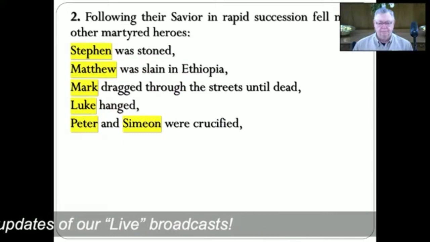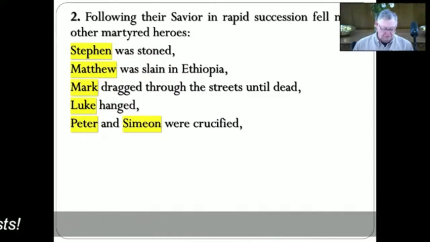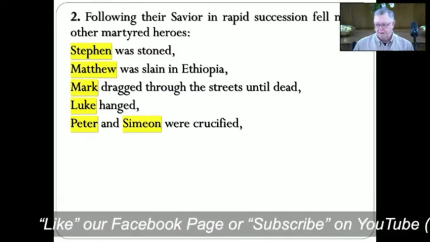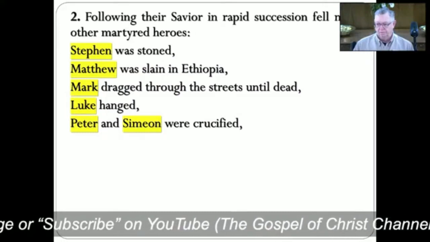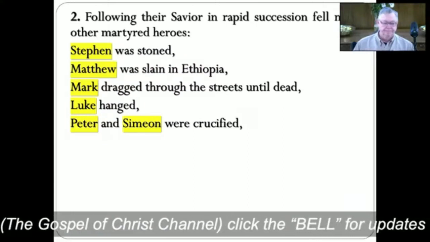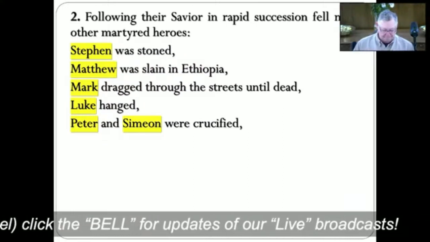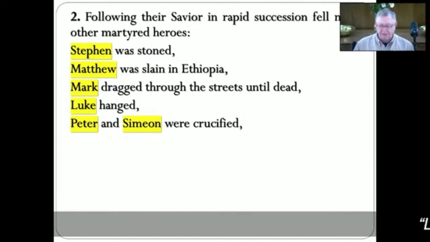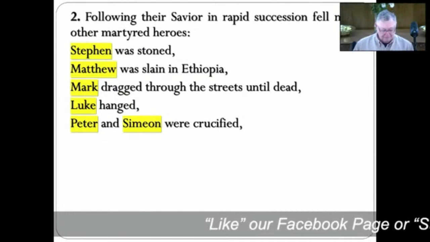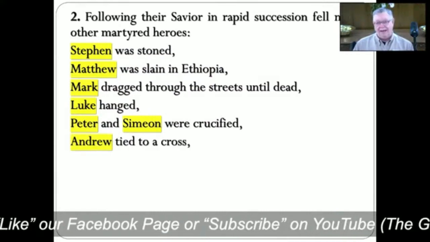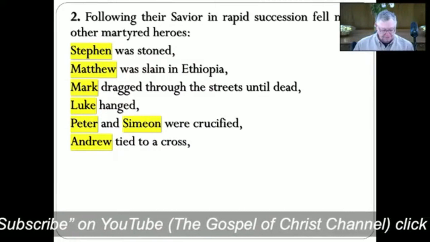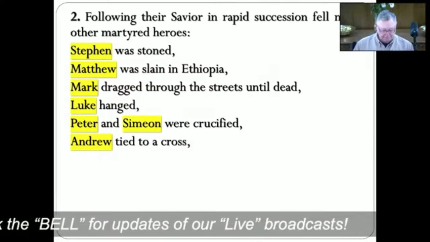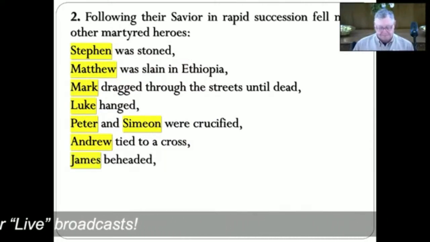Inverted, right, upside down. Tradition says that he requested that he be crucified that way because he didn't want to dishonor the Savior being crucified upright. Now that's what tradition says. I don't know that that could be proven beyond the shadow of a doubt from history, but that's what's commonly told. Andrew was tied to a cross, so I would think he was probably crucified as well. James was beheaded.